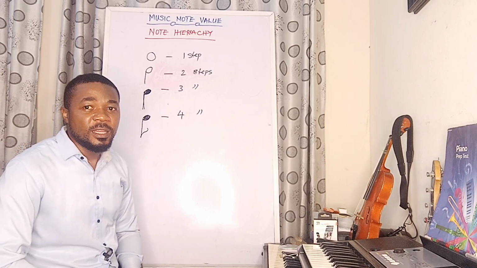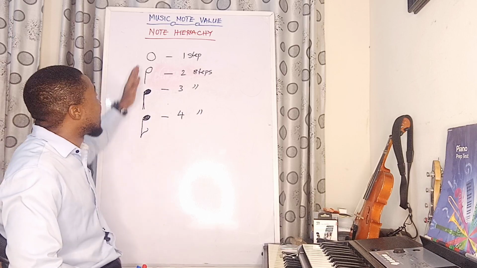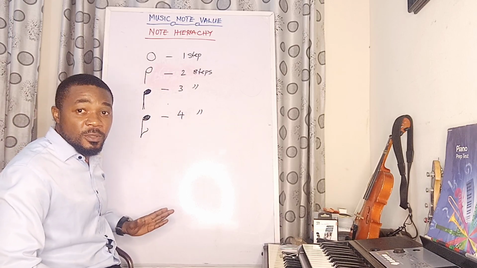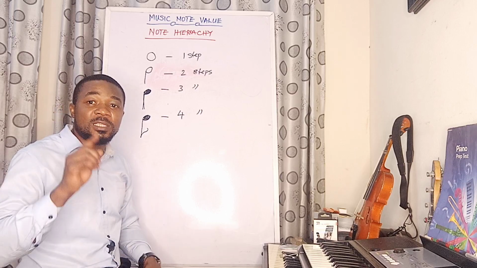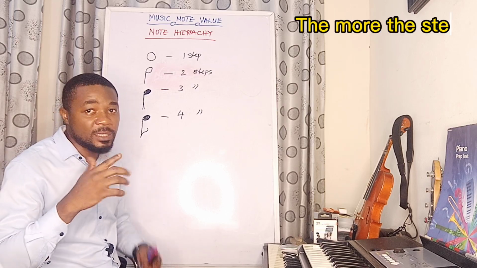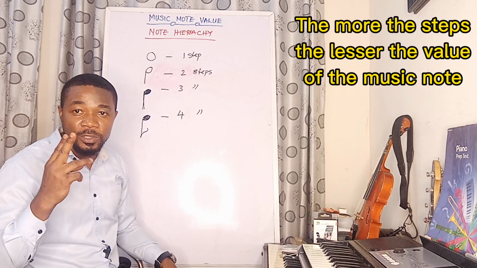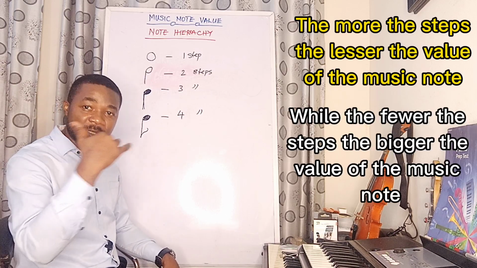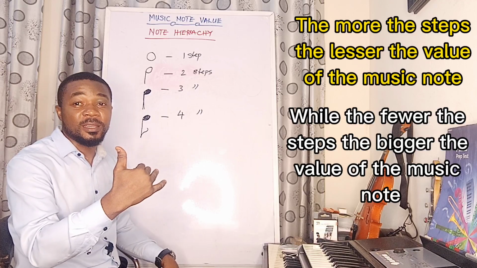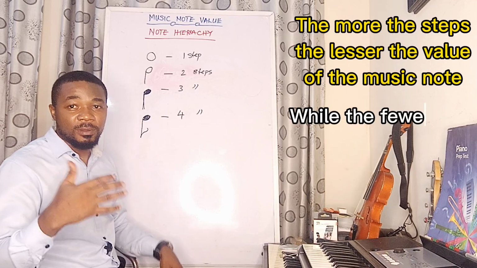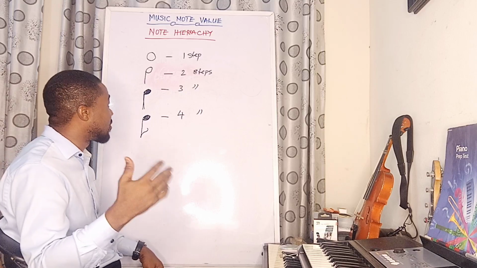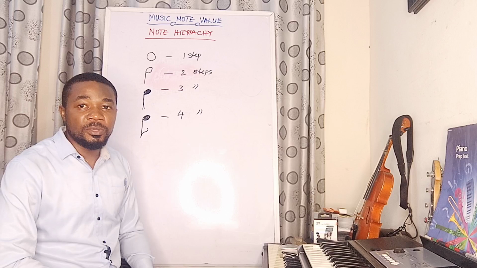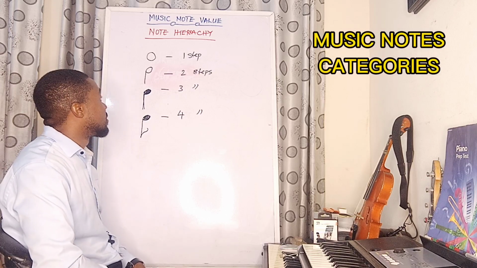The first thing you need to examine is how many steps it involves to create a music note. The one that involves 1 step is the biggest. The one which involves 2 steps is next in rank, and the one that involves 3 steps will be third in rank. Okay, and that is how it goes on and on. Okay, so the next thing we're going to talk about is music note categorization.